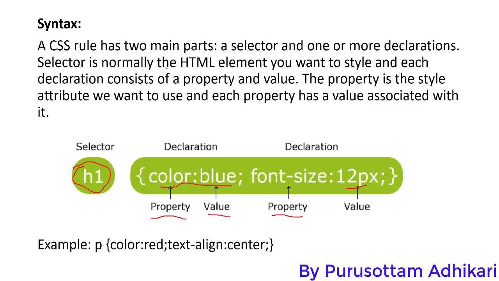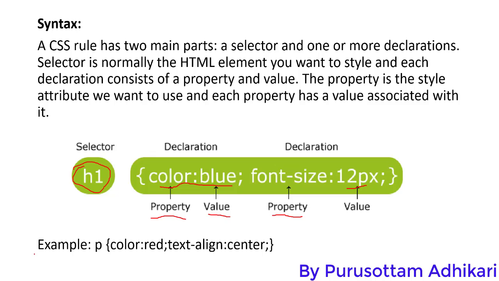The selector is normally the HTML element you want to style. Here we want to style our color and font size. Each declaration consists of a property and a value. I have already told you the property is the style attribute we want to use, and each property has a value associated with it.